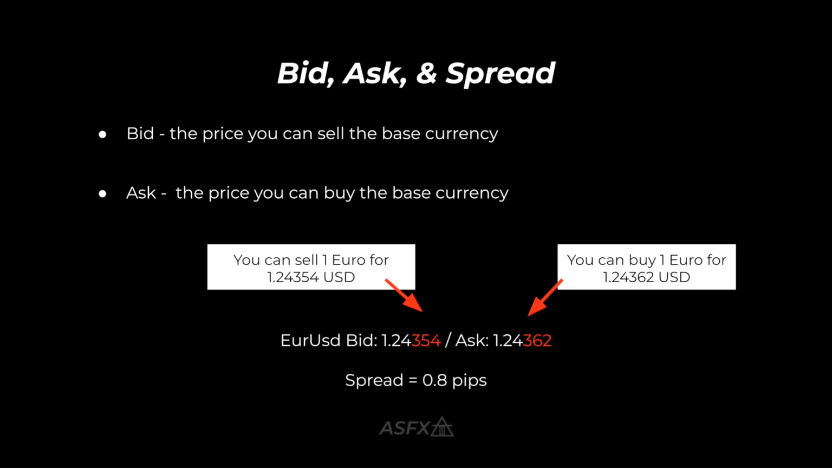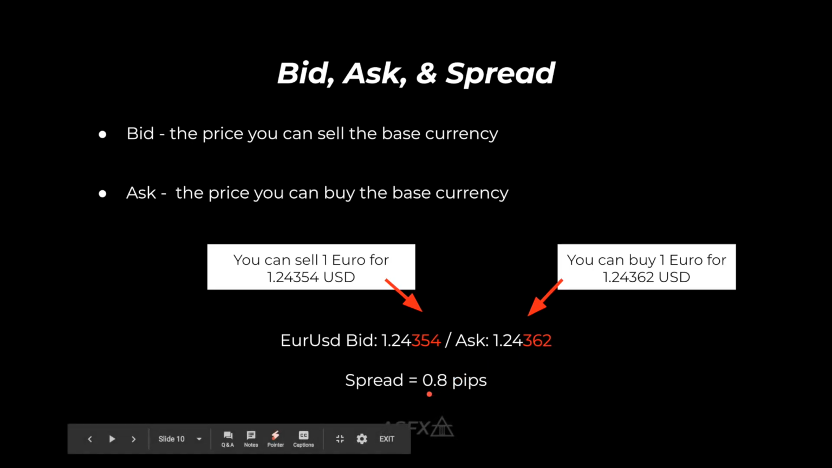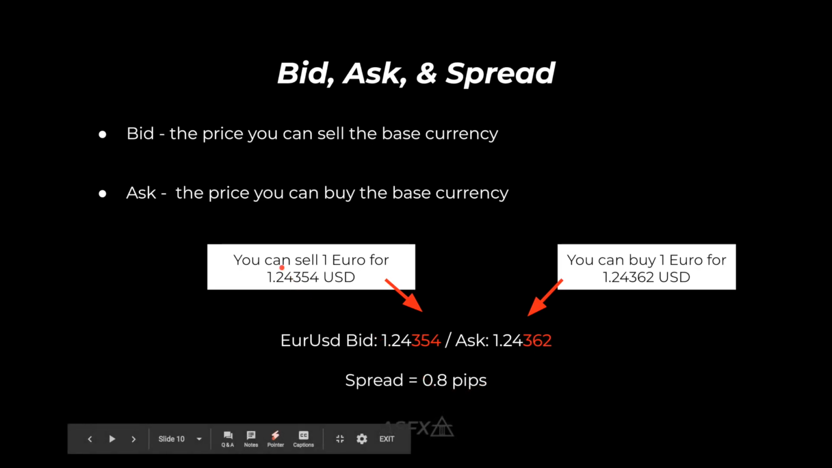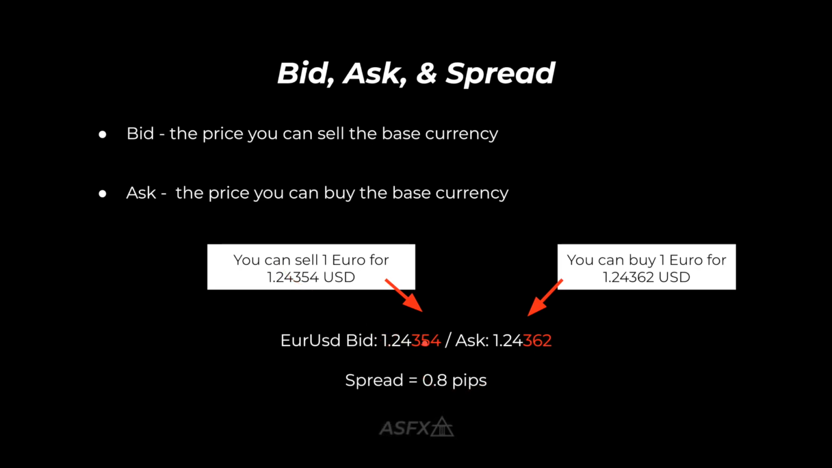So if we look at this example here, in Euro USD, if the bid is 1.24354 and the ask is 1.24362, that would mean that the spread is 0.8 pips. The difference between the 35.4 and the 36.2 is 0.8 pips, and you can sell €1 for 35.4 and you can buy €1 for 36.2.